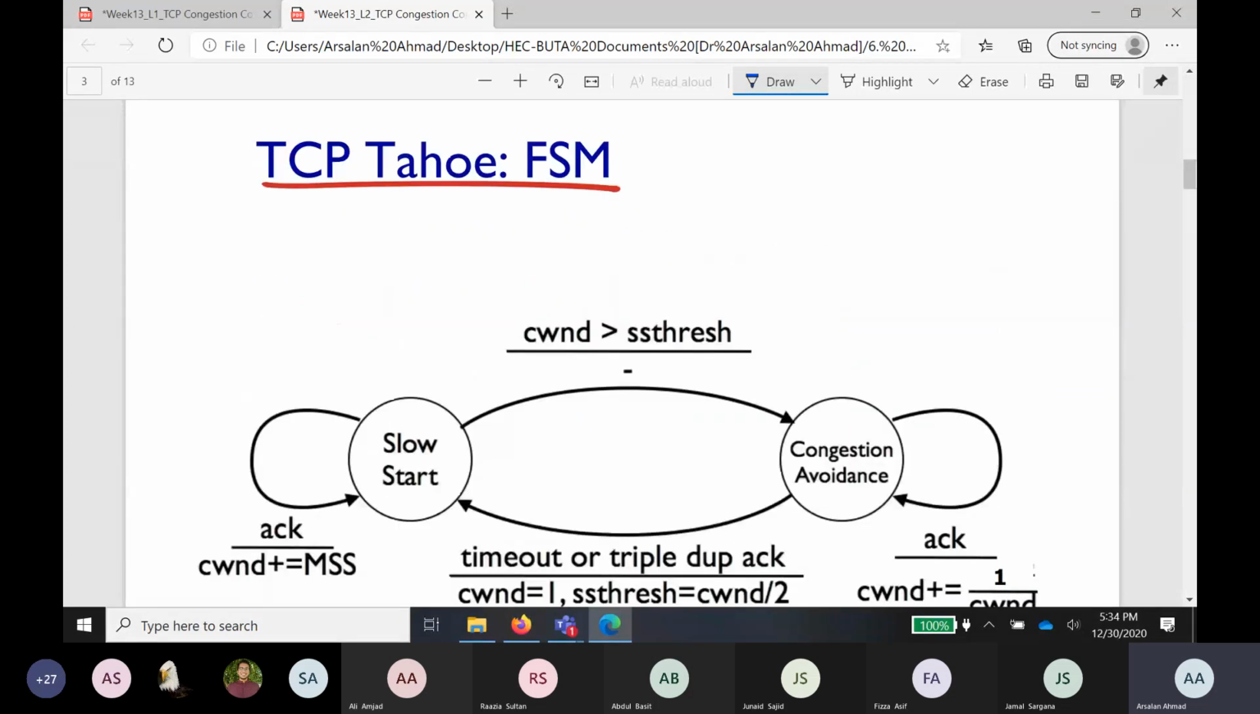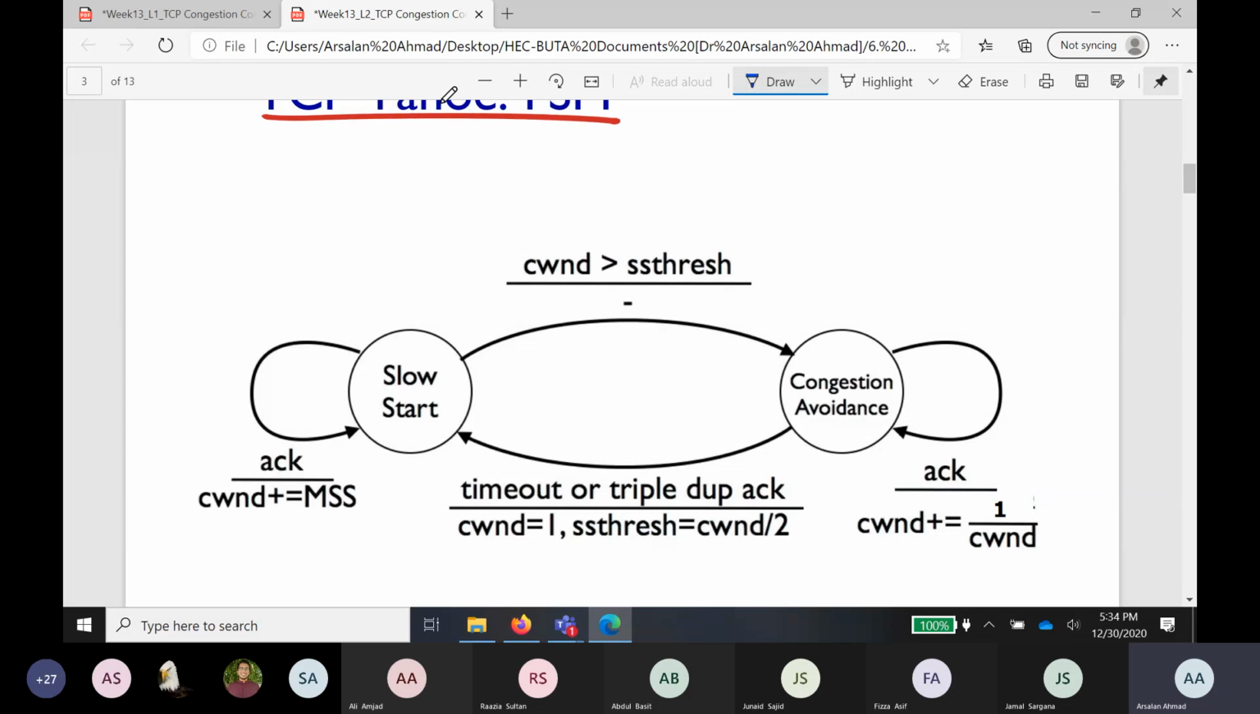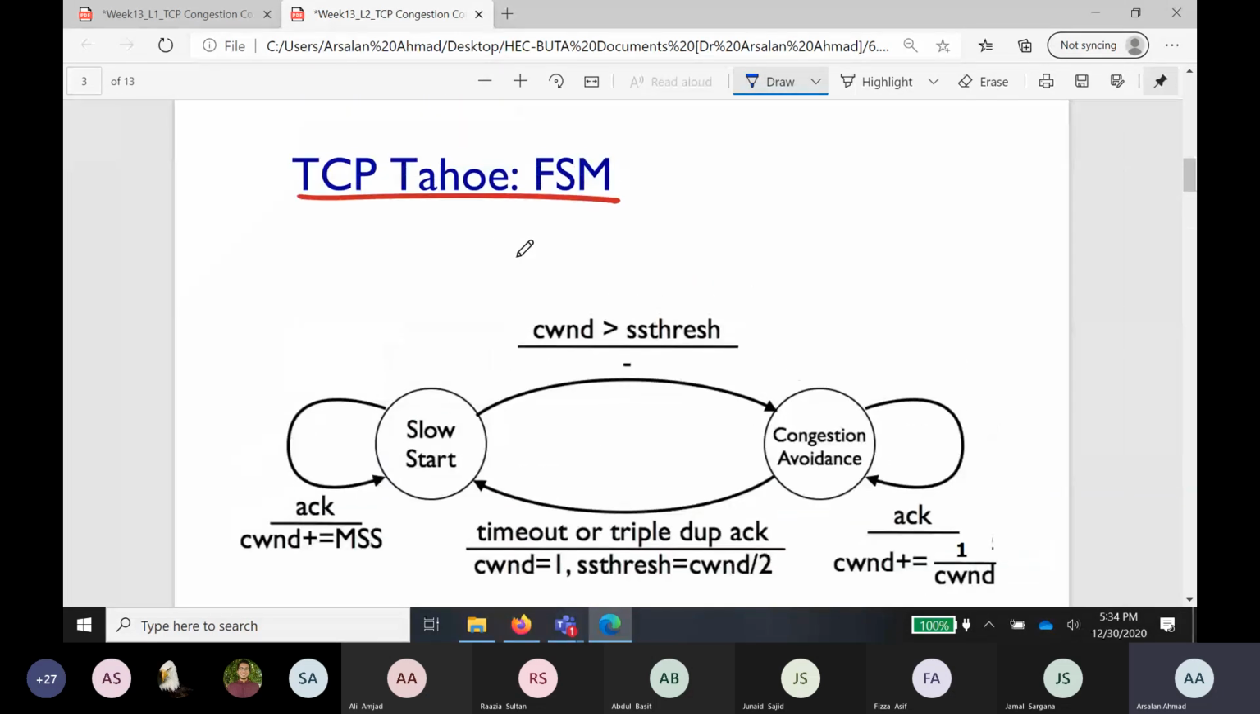Okay, let's have a look at the FSM. We have only two states: the slow start state and the congestion avoidance state. We have an event of acknowledgement in the slow start phase, and when we receive an acknowledgement, we increase the congestion window by 1 MSS.